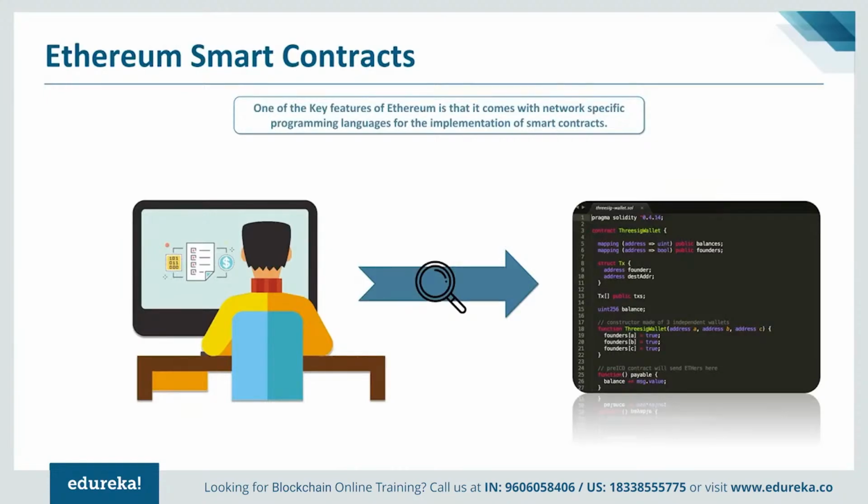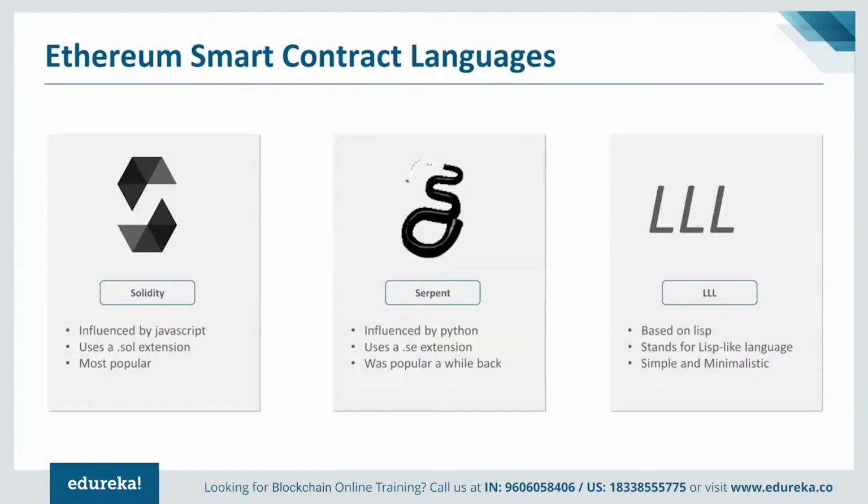On the Ethereum virtual machine, only very specific languages can run. And these languages are Ethereum-specific development languages. Out of all the languages, let's see some of them. As you can see on the screen, the three most popular languages are Solidity, Serpent, and Triple L. So let's start with Triple L first.